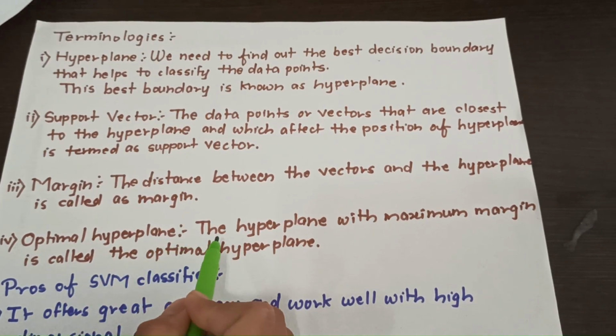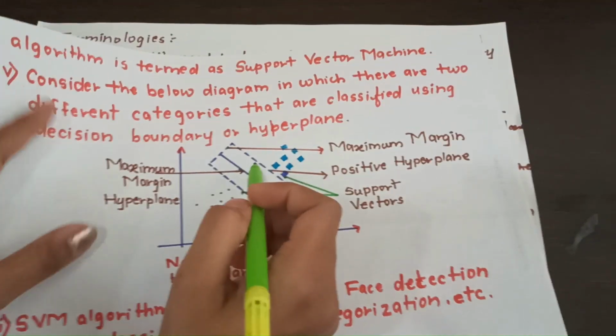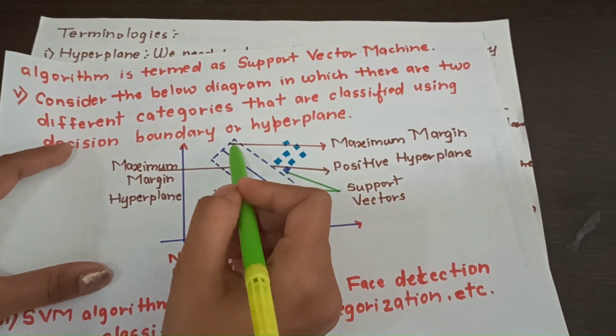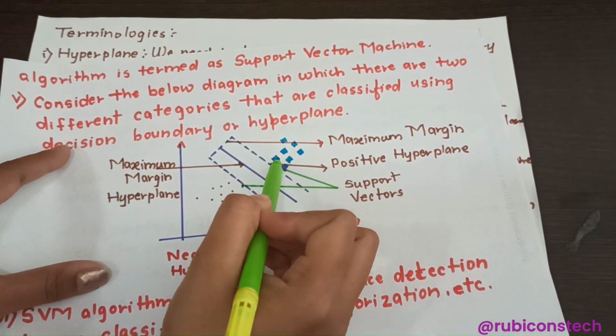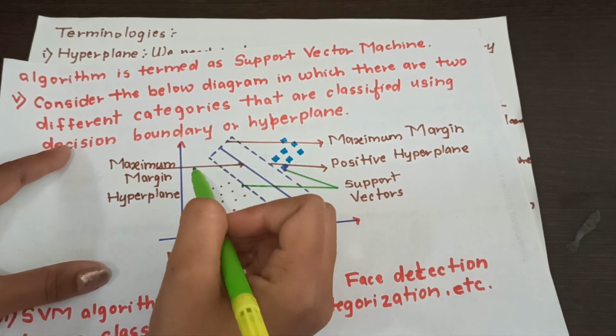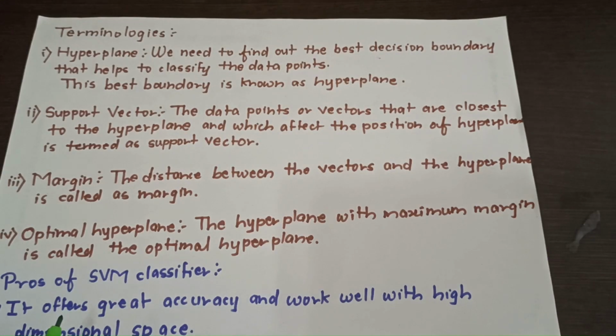Optimal hyperplane. The hyperplane with maximum margin is called the optimal hyperplane. In this diagram the margin is maximum between your support vectors and the hyperplane, so this hyperplane is termed the optimal hyperplane.